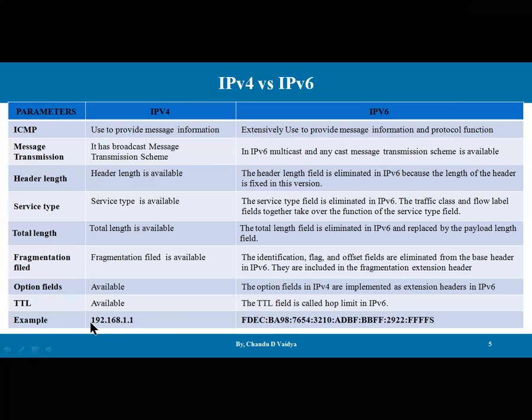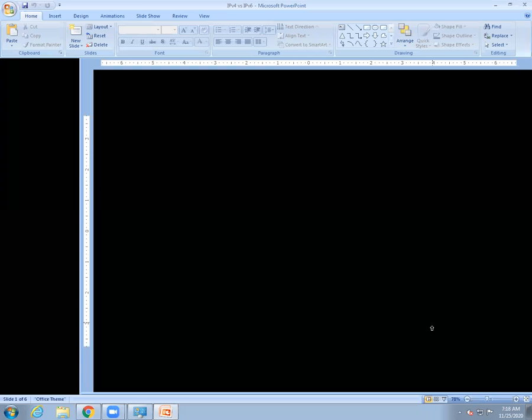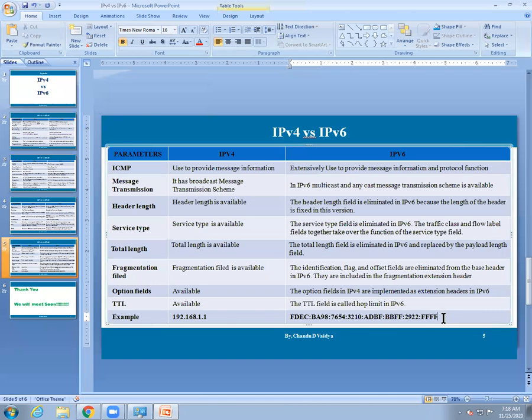Let's take an example of IP version 4, guys: 192.168.1.1. And if we see an example of IP version 6, it uses colon separated notation with mixed kinds of characters, such as FD, EC, BA, 98, up to FF, etc. There is a mistake: an S is added extra, so let's remove this S.